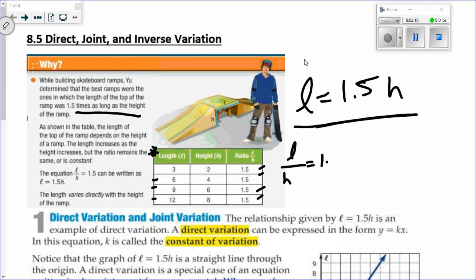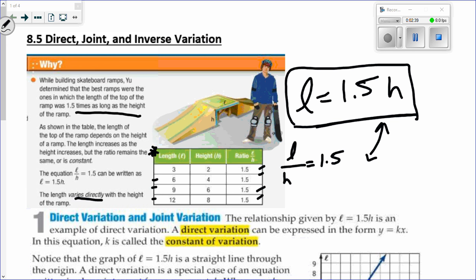That's what we call a constant of variation. And you can get that by solving this equation: if you divide both sides by h, you get length over height equals 1.5. So these are connected somehow, and exploring that connection is what this lesson really takes us through. This example is an example of direct variation. Length varies directly with height.